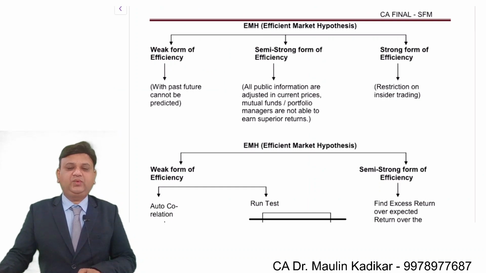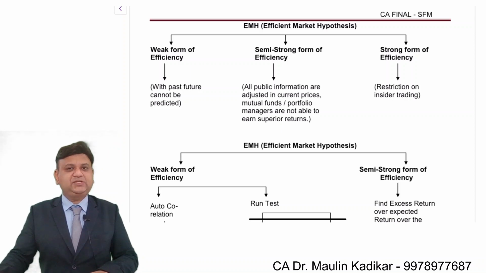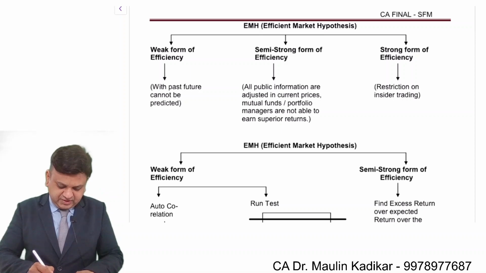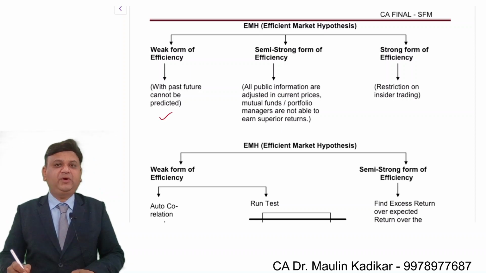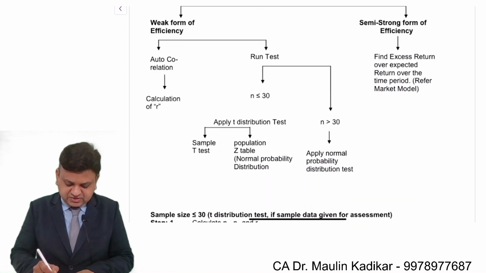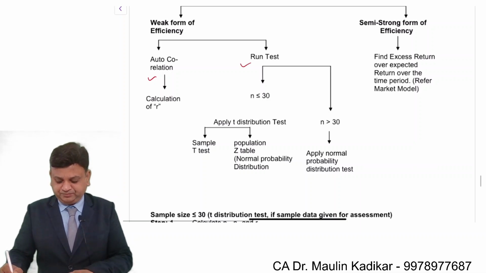Friends, it is once again a statistical model. I am explaining to you the kind of working that we have to do, along with some explanation. So we are in the segment of weak form of market efficiency. In that, there are two types of tests. One is the autocorrelation test, that is what we have discussed, and another is the run test.